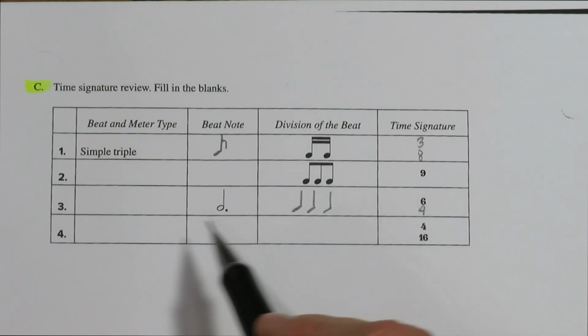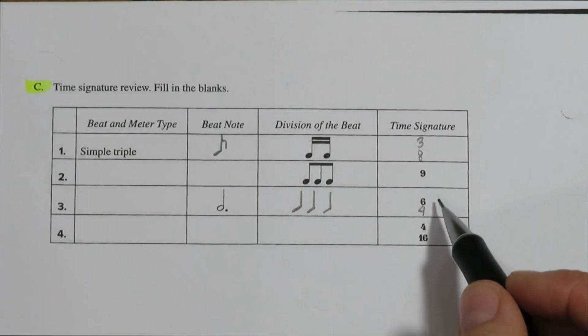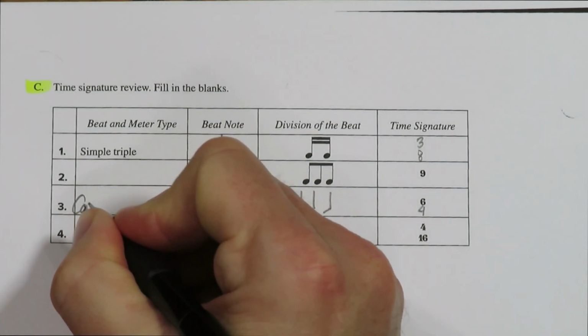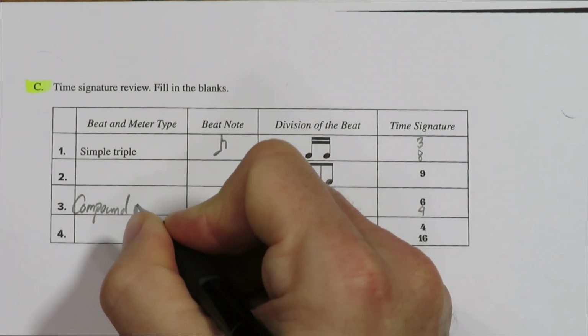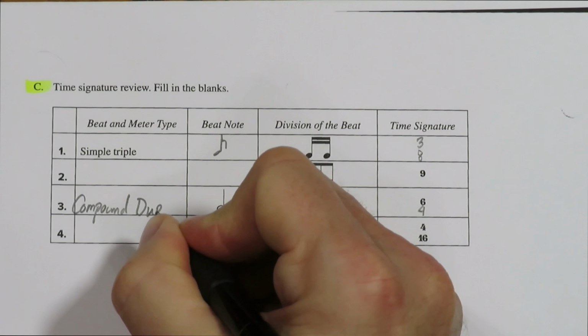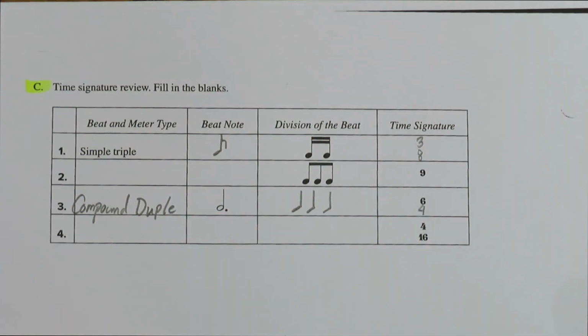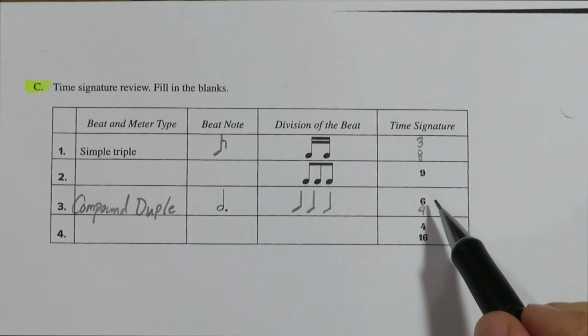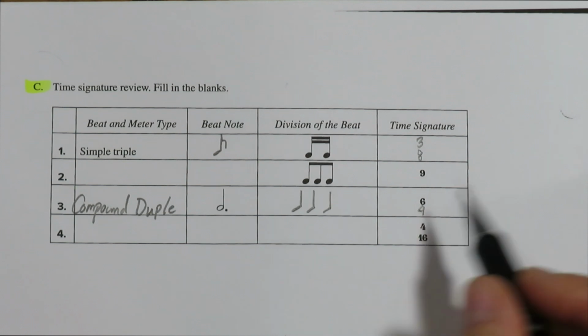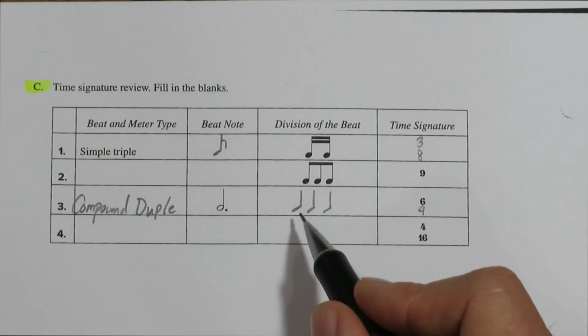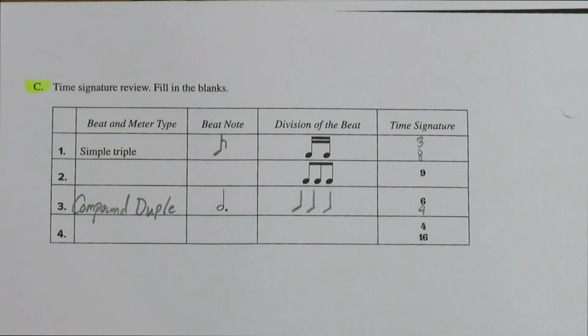Now let's see. So that would be compound duple. Right? 6 divided by 3 is 2. Okay. 4 quarter note divided into 3. And there we go. So we're done.